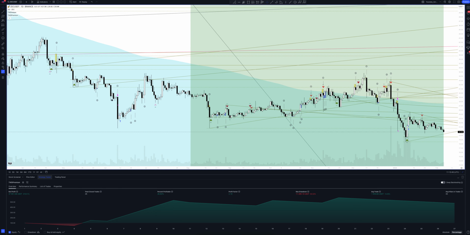The profit factor equals 2.0. And this is an excellent result. And all the closed trades in our strategy are 28.